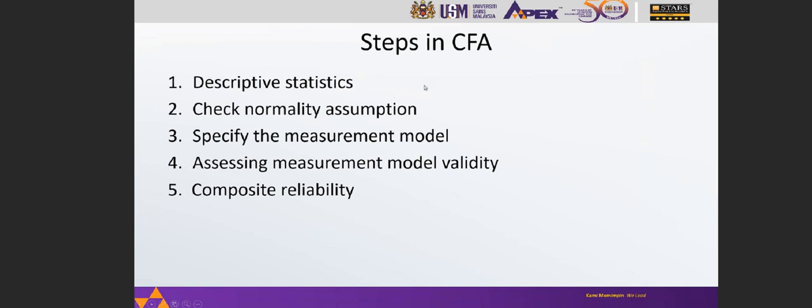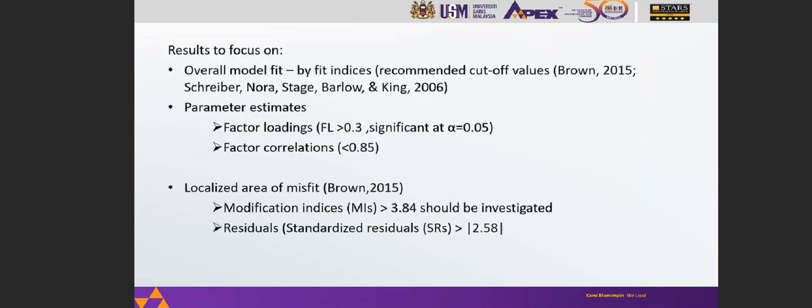So basically these are the steps in CFA. Do descriptive statistics, check for the normality assumption, because in CFA, if the normality is met, then we can use maximum likelihood. If it's not met, then we can use a robust estimator. Then we specify the measurement model, then we assess the measurement model validity and the composite reliability. So basically these are the steps for CFA.